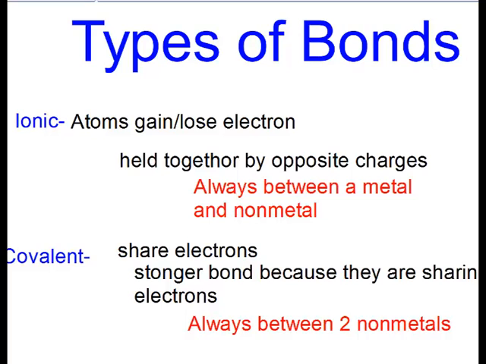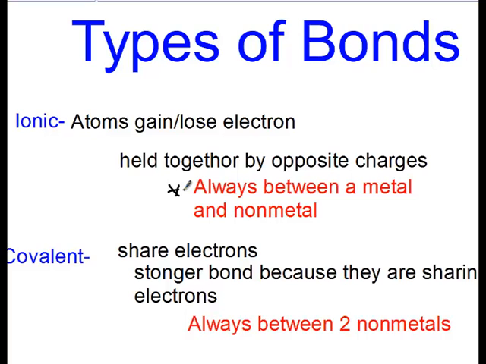So there are basically two types of bonds that we're going to focus heavily on over these chapters. The first one is an ionic bond, and these are atoms that gain or lose electrons. Okay, and it's going to have to occur with at least two atoms, so I'll make sure you recognize that. And they're basically held together by opposite charges. A key thing to remember here is that they are always between a metal and a nonmetal.